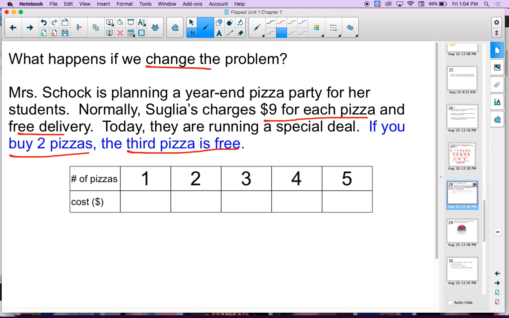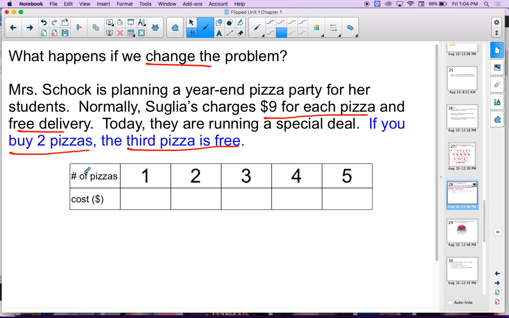Okay. So this is not in your notes. You can follow along, watch the video, or you can use some scratch paper to copy this down. Let's go through and figure out our costs in the table again. We know that one pizza still costs $9. 2 pizzas is going to be $18.